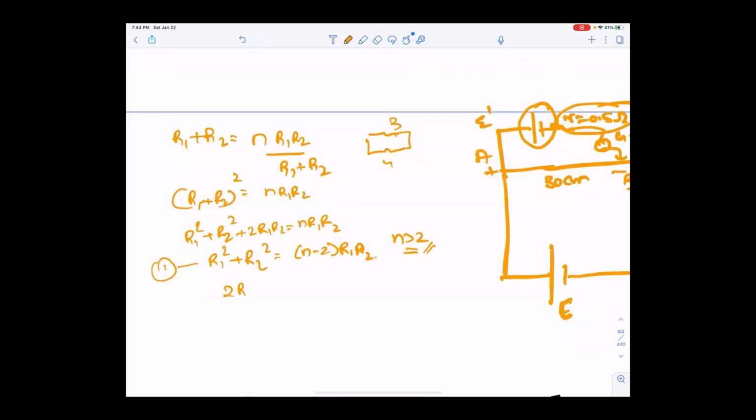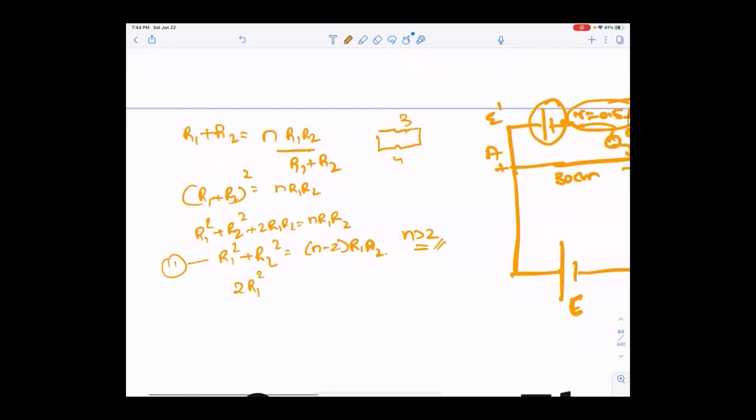2R square. So R1, R2 I am replacing as R1. 2R1 square is equal to N minus 2 into R2, I am replacing as R1, R1 square. N is equal to 2 plus 2, 4. So minimum is 2. It should be greater than 2. And that happens when both are equal. Other than that, we are not getting them as equal, right?